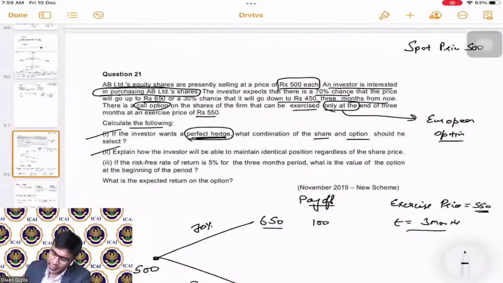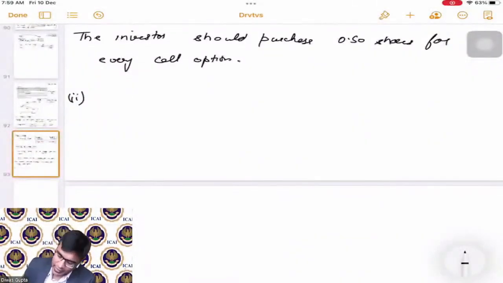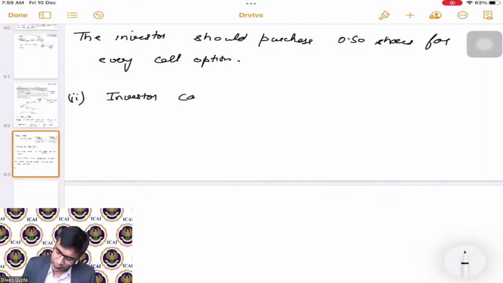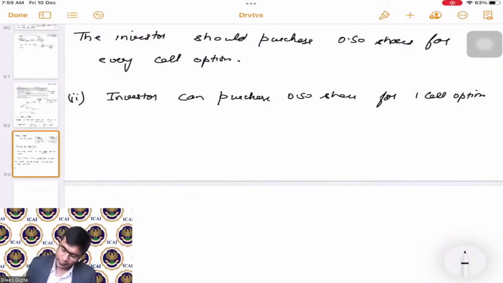So second point, explain how the investor will be able to maintain the identical position regardless of the share price. So investor, now let us prove this. They are saying that what if the price goes to 650? What if the price goes to 450? How are you going to substantiate that whether this perfect hedge ratio is working or not? That is what we will do it now. Investor can purchase 0.50 share for one call option written. This is the strategy that we have devised.